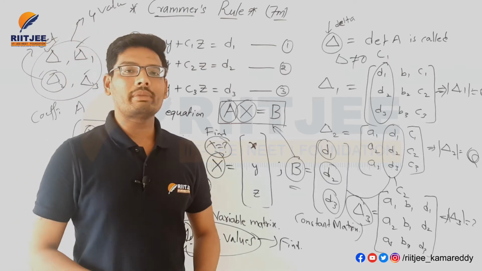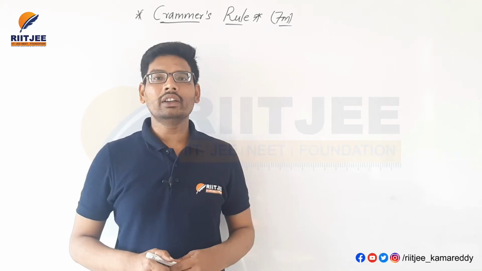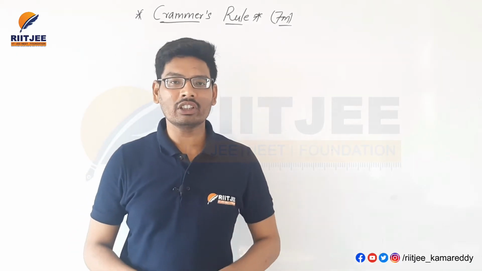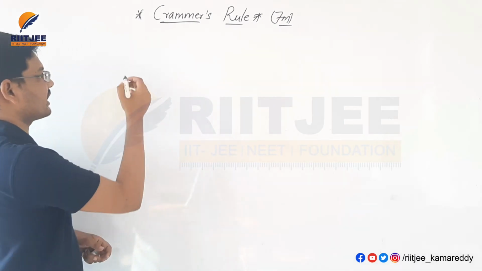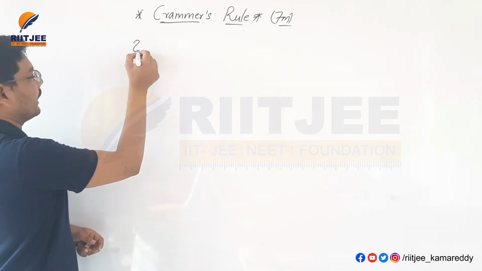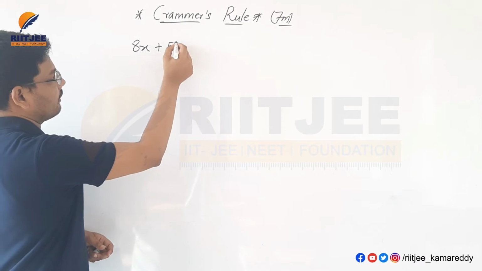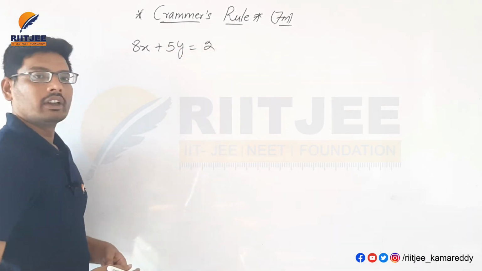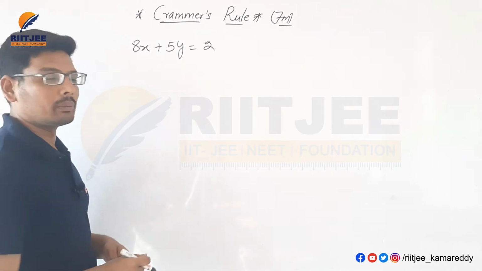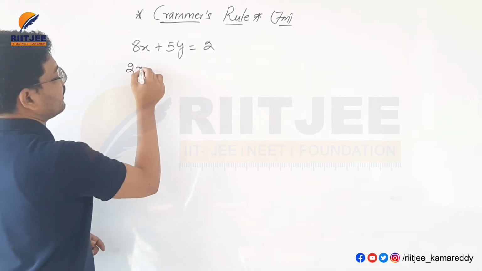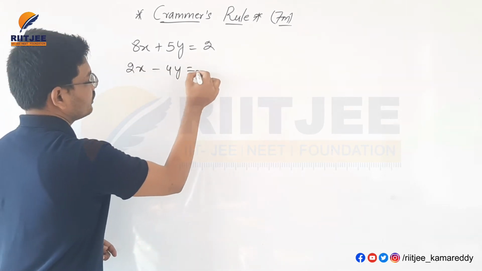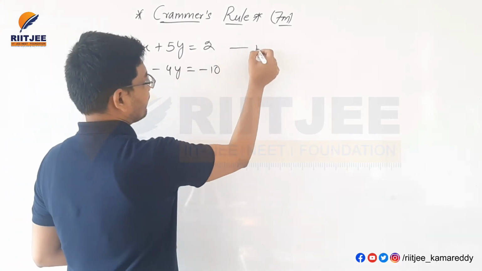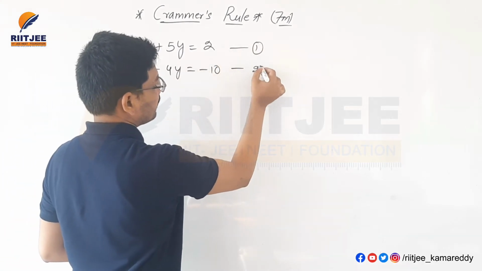This is all about Cramer's rule. Let us see some examples here. I am taking the first one, a two-variable system of equations: 8x plus 5y equal to 2 and 2x minus 4y is equal to minus 10. This is equation number 1 and equation number 2.